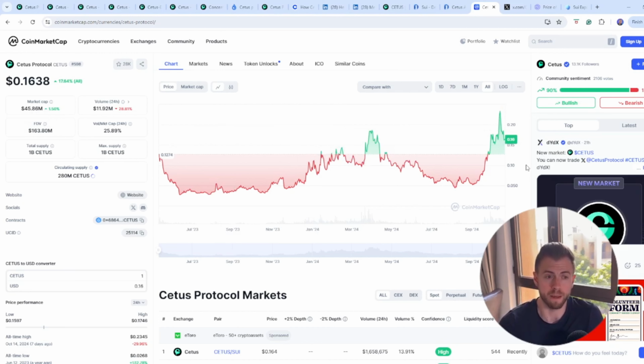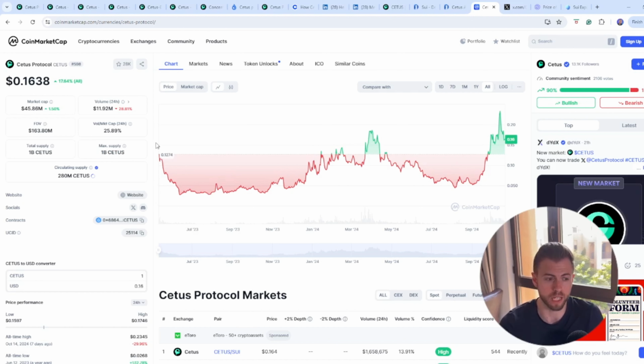So the current market cap of Cetus is standing at $45 million. In terms of circulating supply, we have 280 million Cetus tokens in circulating supply, of which there is a maximum supply of 1 billion tokens. So we've only got 28% of all tokens currently in supply.